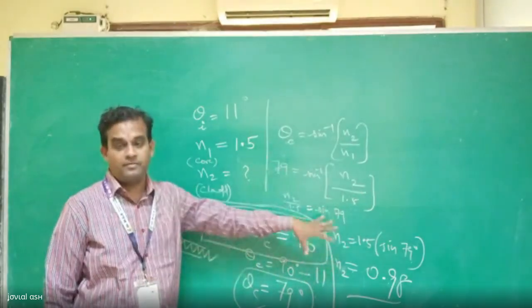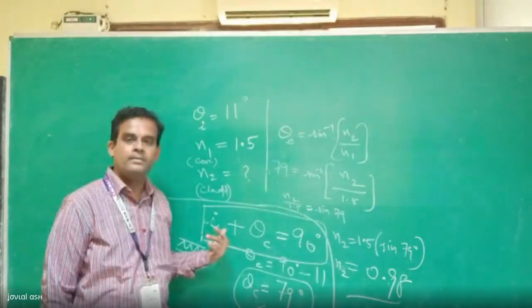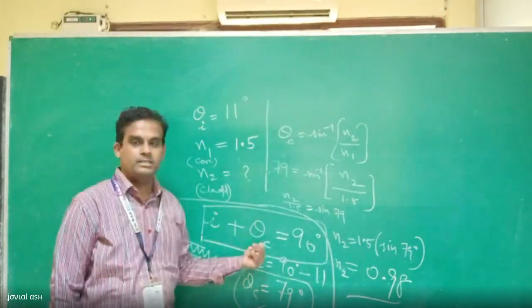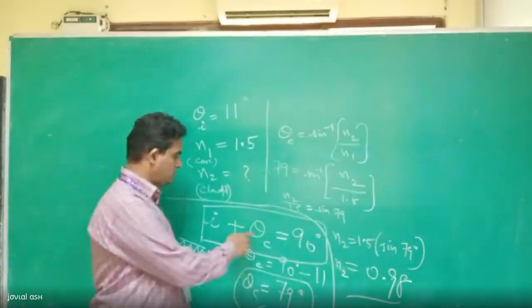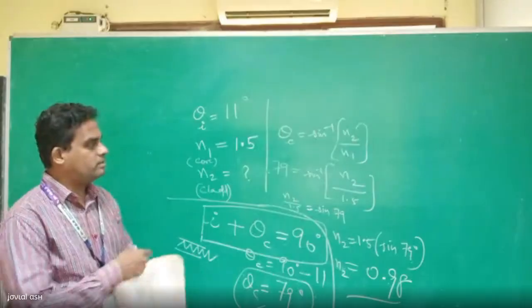The sum of the critical angle and your incident angle should be equal to 90 degrees. The incident angle is the input you give, and the critical angle is what you calculate. Both should sum to 90 degrees. So if one value is given, you can calculate the other value and find the result.